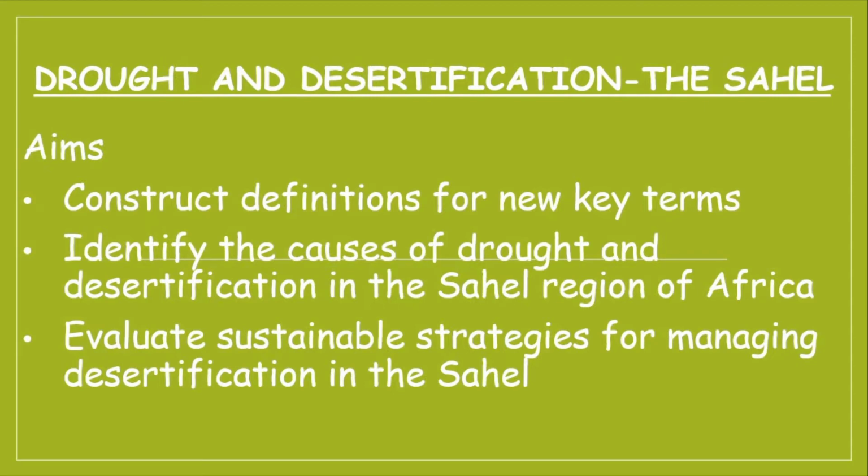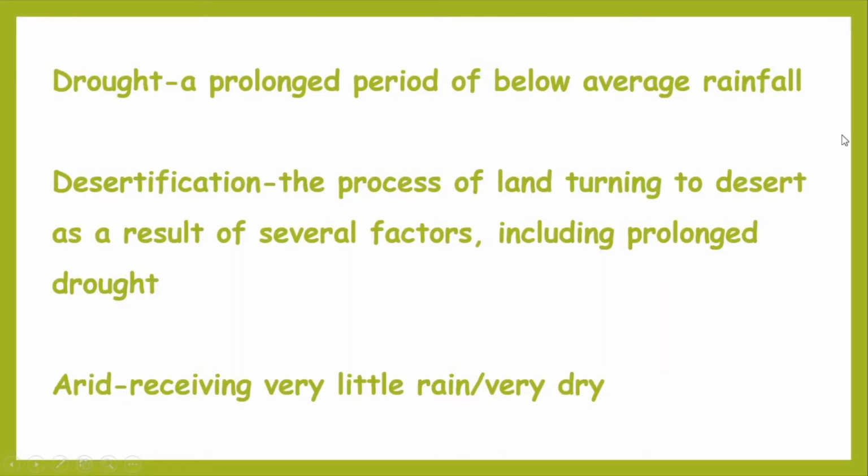Okay, so the first thing we're going to do is define drought and desertification. Now, you will have heard of drought before, but desertification is potentially a brand new word. So drought is a prolonged period of below average rainfall. So whatever that area is supposed to get for that time of year, if for a sustained period of time there is less than that amount of precipitation falling, then you're into a period of drought.